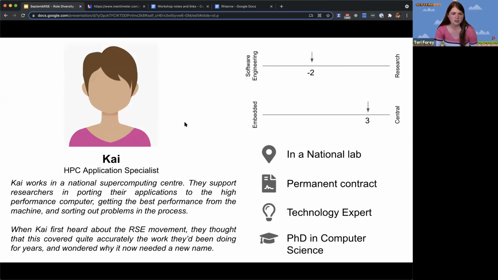They support researchers in porting their applications to the HPC, getting the best performance and sorting out problems in the process. So these are our RSE personas.